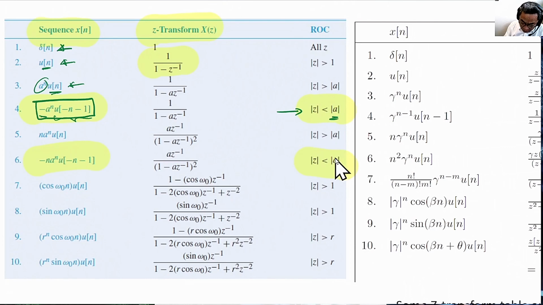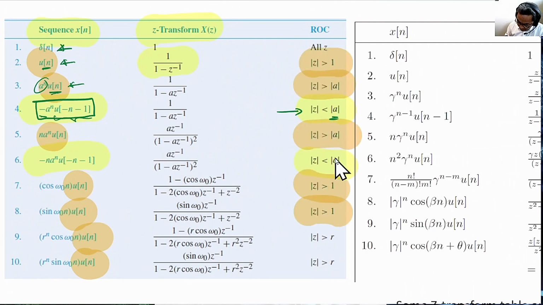While for the causal signal, let's use another color. Then the convergence is all greater than some value.